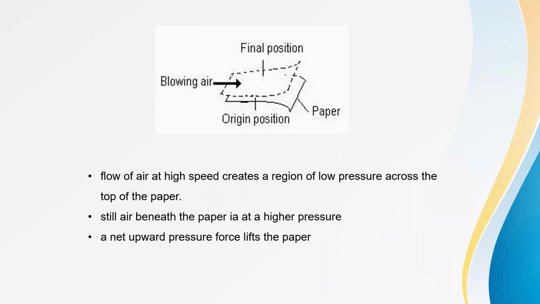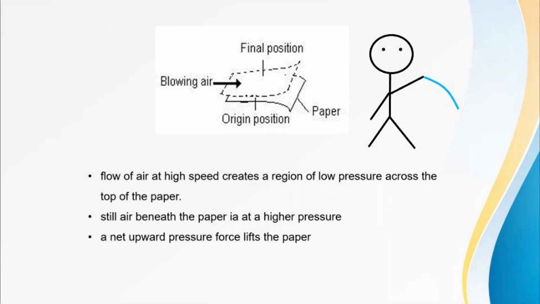There are a few observations of Bernoulli's principle. The first one is a thin sheet of paper is held in a horizontal plane in front of the lips. Air is blown across the top of the paper. The free end of the paper will rise. The flow of air at high speed creates a region of low pressure across the top of the paper. The still air beneath the paper is at a higher pressure and a net upward force lifts the paper.